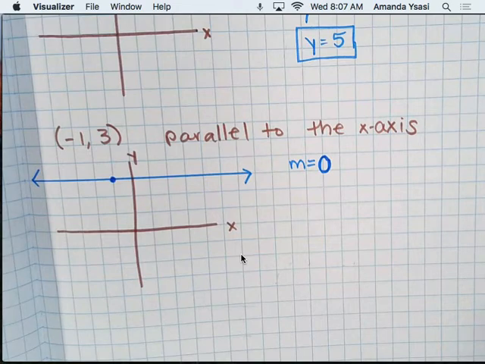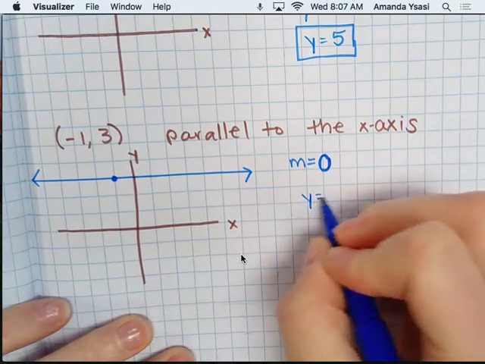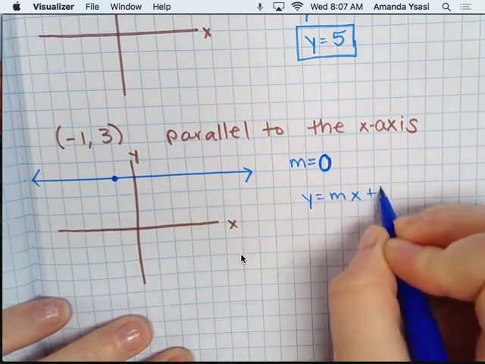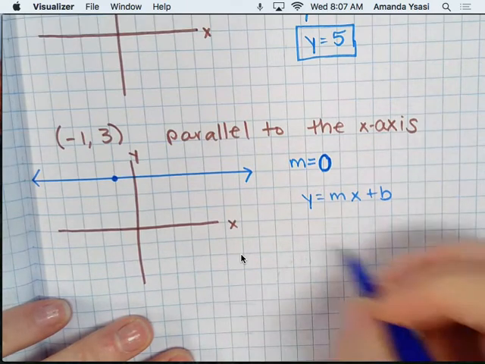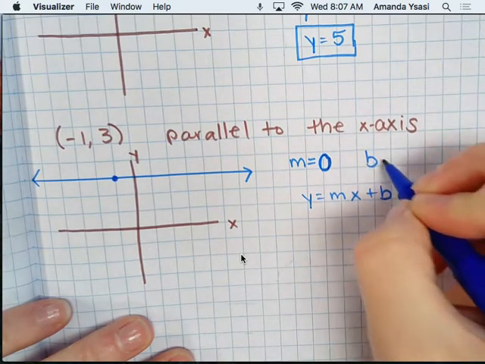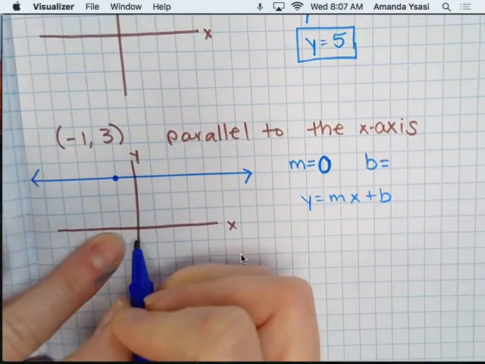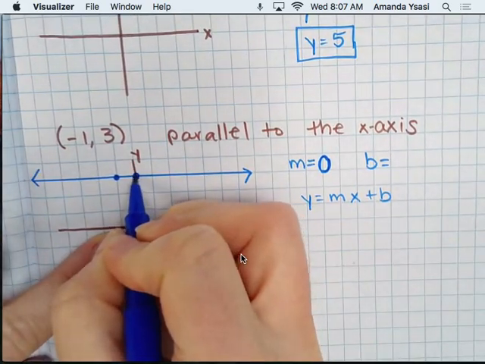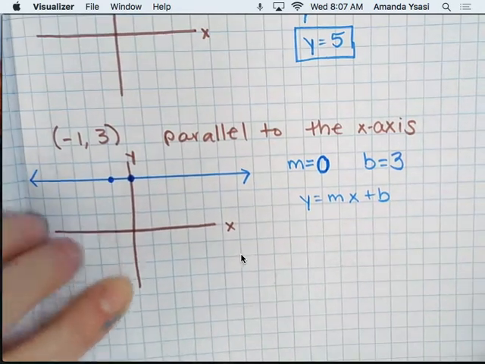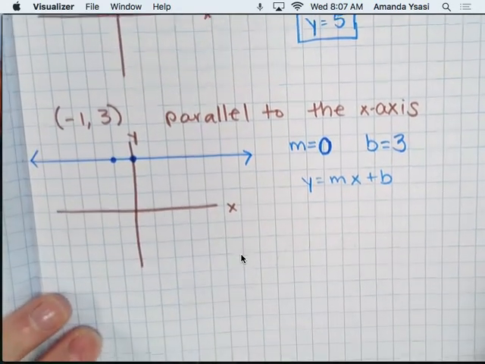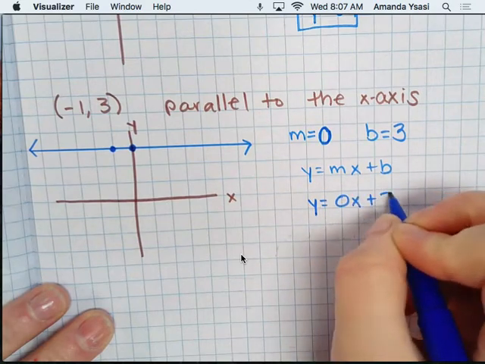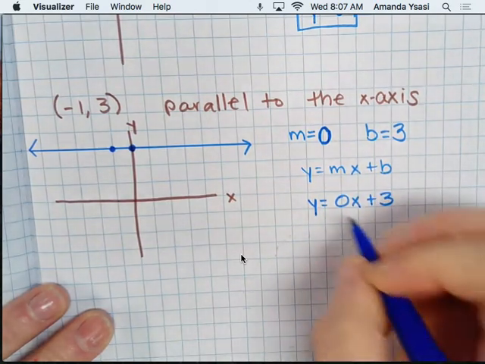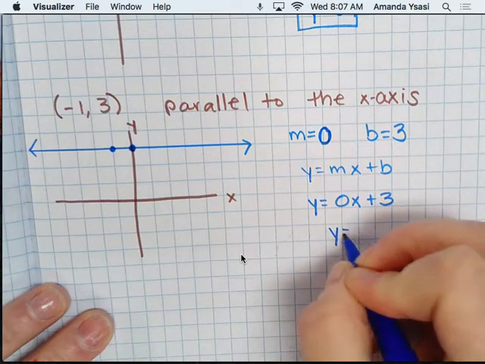So to write the equation, we need to do y equals mx plus b. What is the b value? Where's it across the y-axis? 3. So our equation is y equals 0x plus 3. Then we simplify it. So y equals 3.